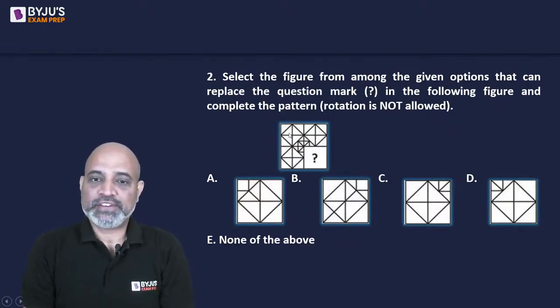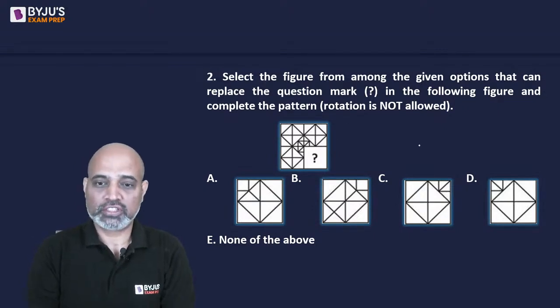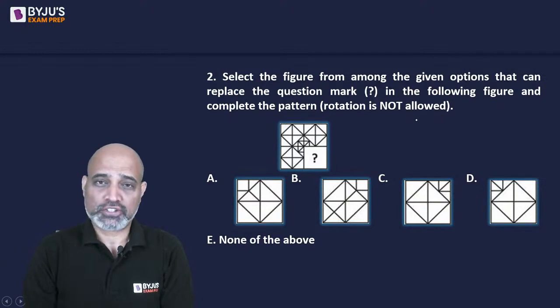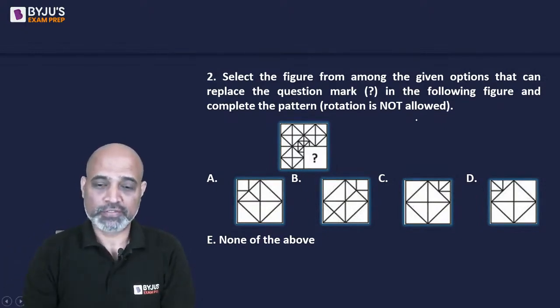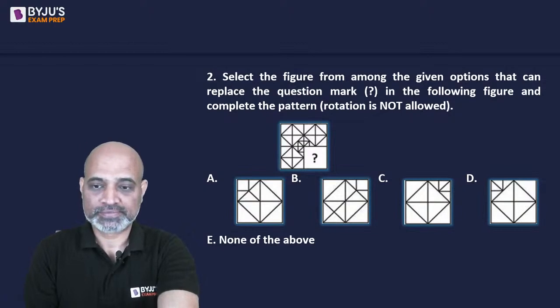Second one is select the figure from the given options that can replace the question mark in the following figure and complete the pattern. So, this is like a kaleidoscope. This is not a sequence figure in a row. This is a figure which should be completely symmetrical. So which one is going to complete this? A, B, C, D में से.